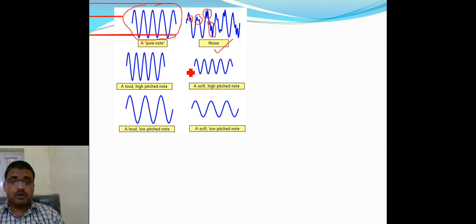Now if it is a high or low pitch, you can also observe soft and high. If the amplitude is more, the loudness is more. If the amplitude is less, then the loudness is less, and it is called soft. You can observe these things; they have already been completed.